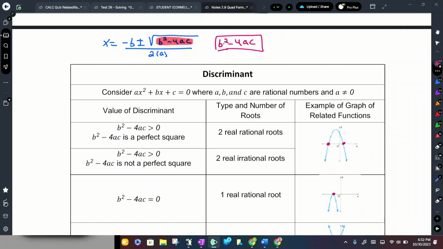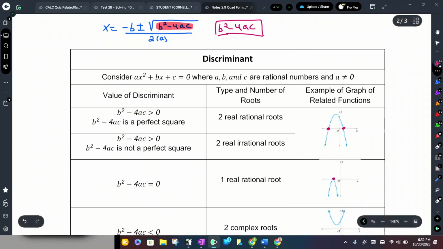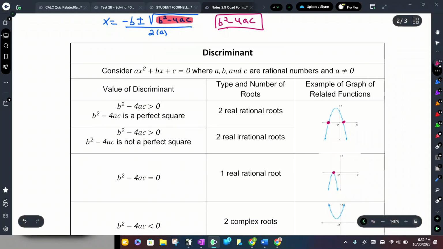Always keep in the back of your mind that the numerical value of the discriminant is under the square root. So we could end up with a positive value, like 2 solutions, or we could end up with a negative value under here, and we'd have all kinds of stuff. So basically, let's talk about the value of the discriminant. If my numerical value of my discriminant is greater than 0, we have 2 real rational roots. Don't get wrapped up about the rational roots. That just means we're crossing the x-axis in 2 places.